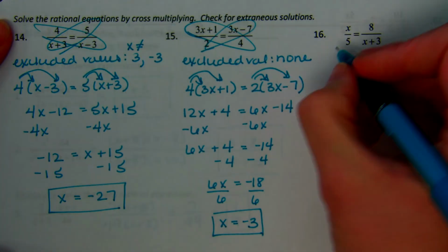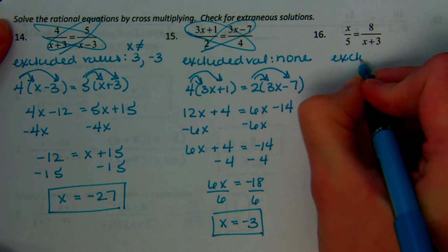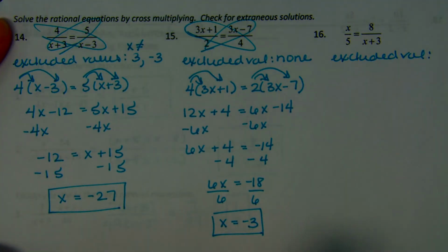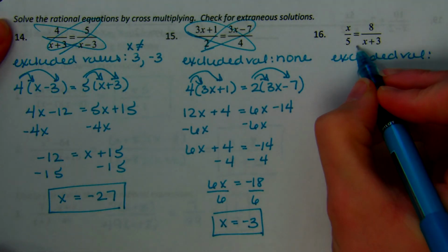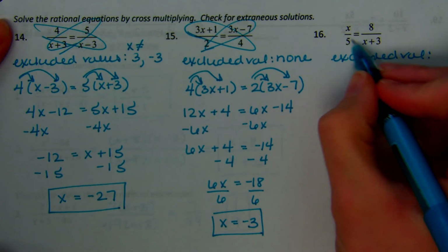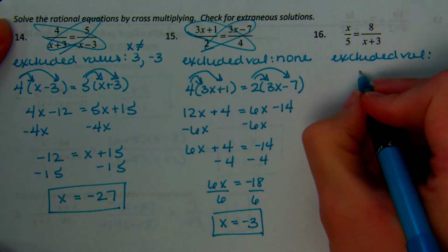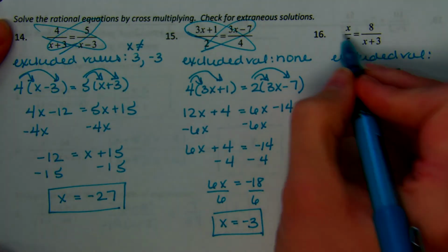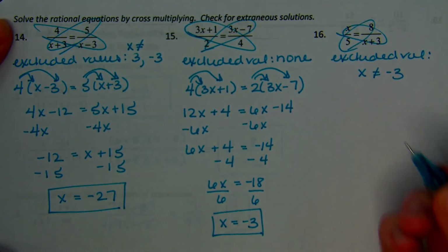All right, last cross multiplication problem. First, we address excluded values. This fraction does not have an issue. 5 will always be 5, but here, x cannot be negative 3. X cannot be negative 3. All right, now we're going to cross multiply.